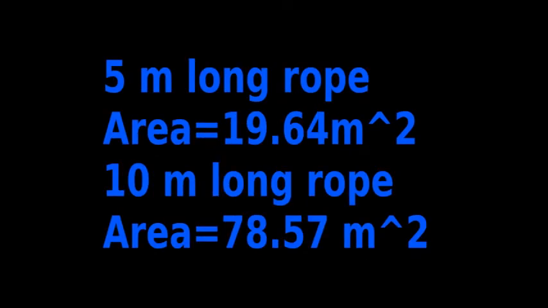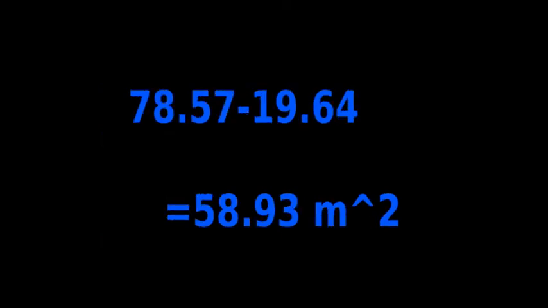Now, when the rope was 5 meter long, the area of grazing is equal to 19.64 meters square. And when the rope was 10 meter long, the area of grazing is equal to 78.57 meters square. Now we have to find the increase in area.